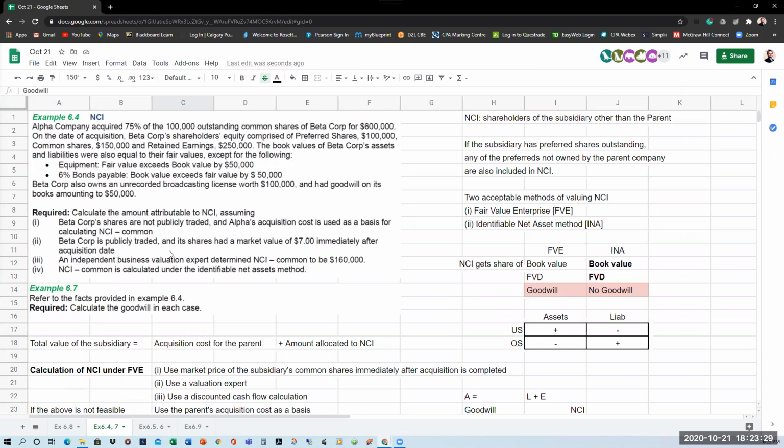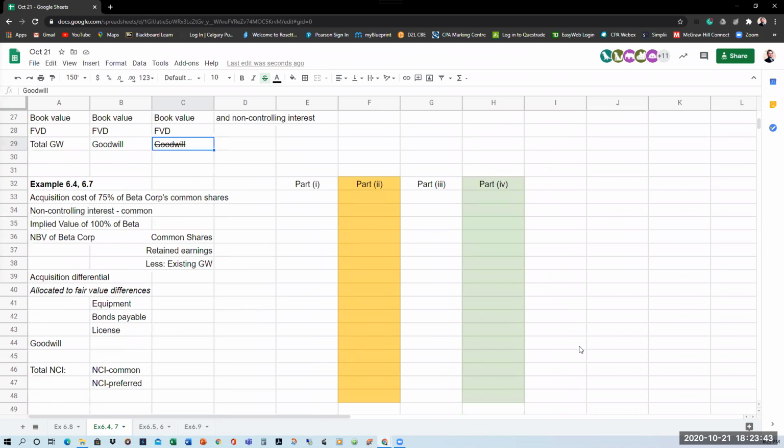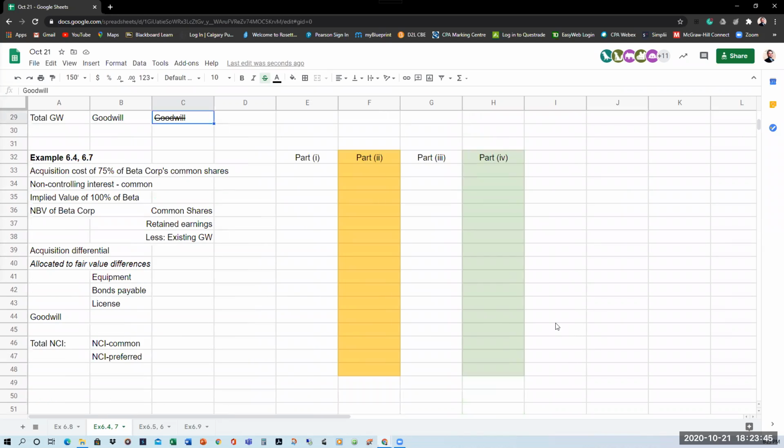Okay, so I'm going to show you examples 6.4 and 6.7. In example 6.4, the requirement is simply to calculate the non-controlling interest. And then in 6.7, the requirement is to calculate the goodwill. Okay, so I've set things up here. Please do not get overly lost here. Try to follow along. I'm going to work through in a very, very methodical manner. But do ask me questions. Do not hold back your questions because you're likely going to forget them.